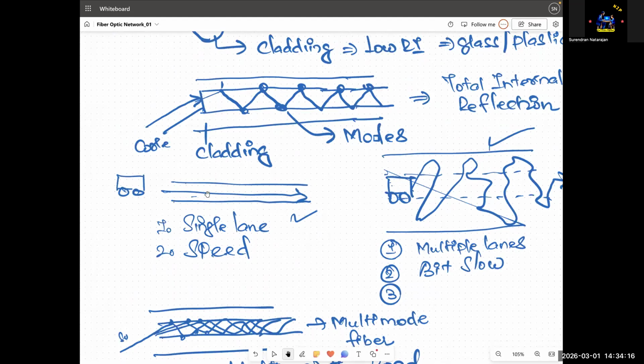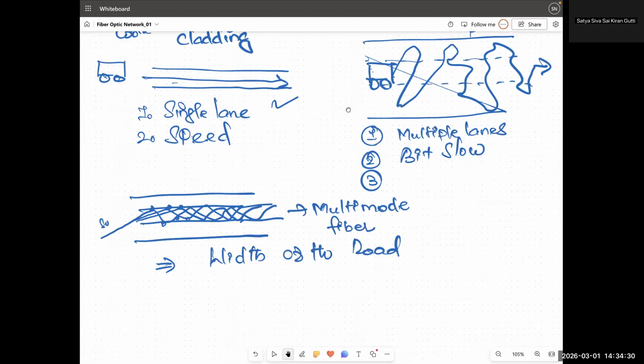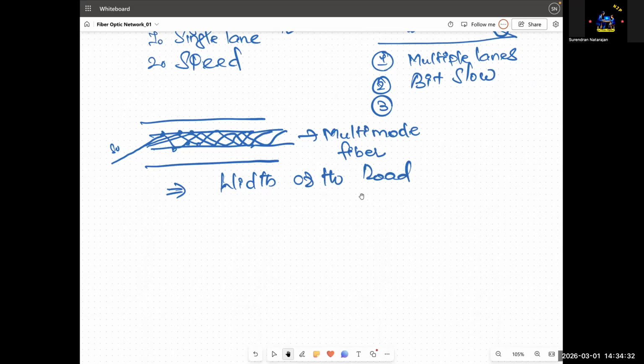See, you don't have room here. Here you have a large space available. So left and right, you are driving on your own, correct? So the width of the road matters here. The same way here, the width of the core. The size of the core matters here.